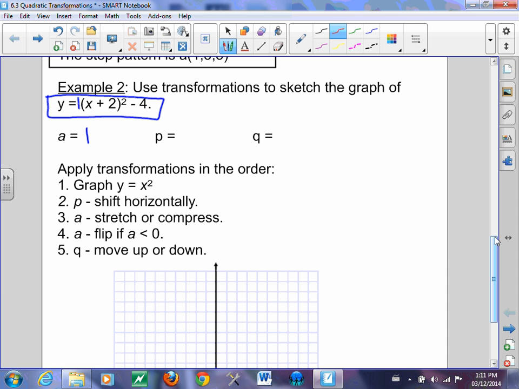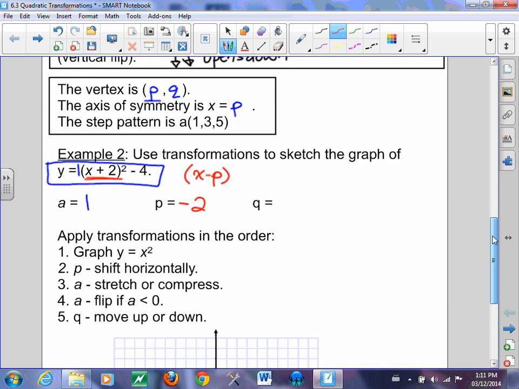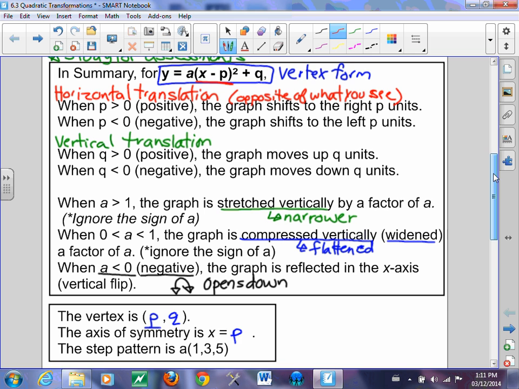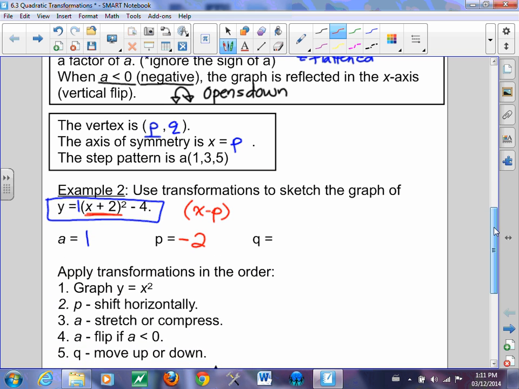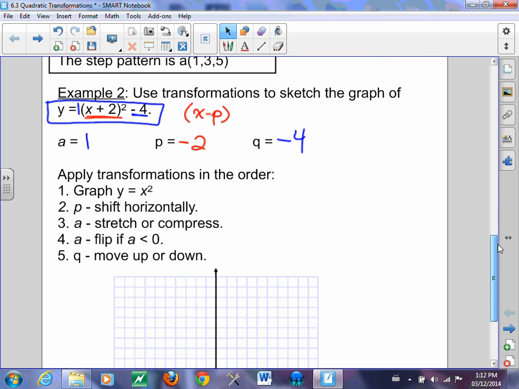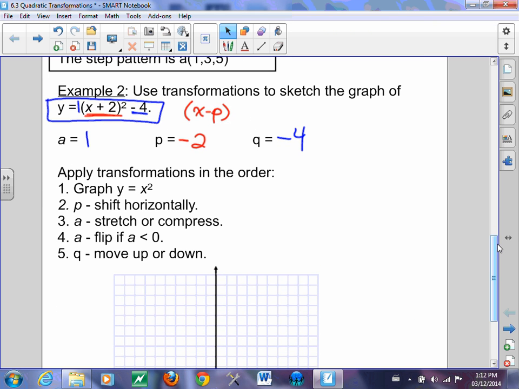P, ladies and gentlemen, is what's in the bracket, and remember, the equation is based on x minus p. So how did the negative automatically become a positive? It had to be multiplied by a negative. So p is negative 2. Remember up here, folks, I said it's the opposite of what you see in the bracket, because the negative is part of the formula. And then, ladies and gentlemen, our Q is what's at the end, and it's negative 4. Those are important pieces of information to help us when we apply our transformations.